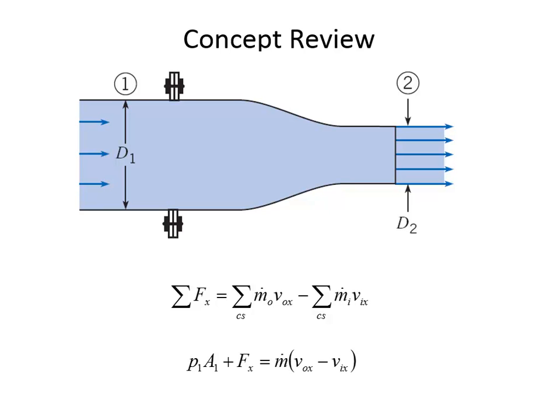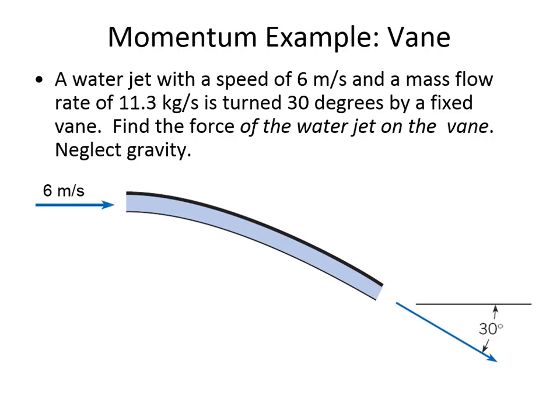So, anything related to this one or problems from the homework? All right. Let's work through this vane example. We've got a water jet with a speed of 6.6 meters per second. The mass flow rate is defined, and it's simply changing direction by a fixed vane. This is actually going to be pretty straightforward because there aren't any pressure forces that have to be accounted for. It enters with only flow in the x direction, and it exits with flow both in x and y. But it's going to be relatively simple here. It won't be the combination of any other fluid mechanics principles.